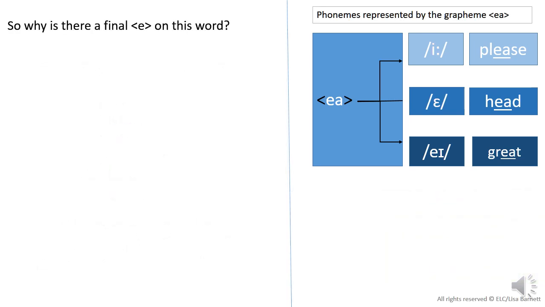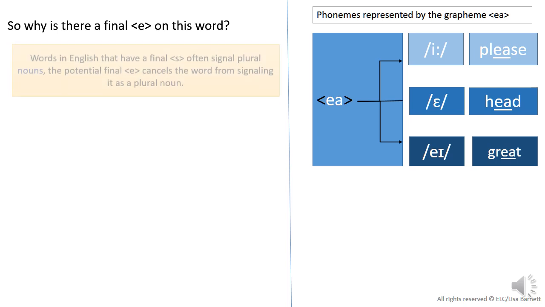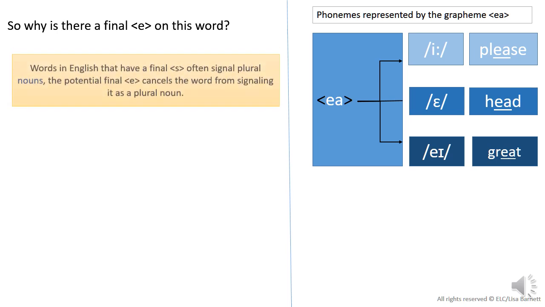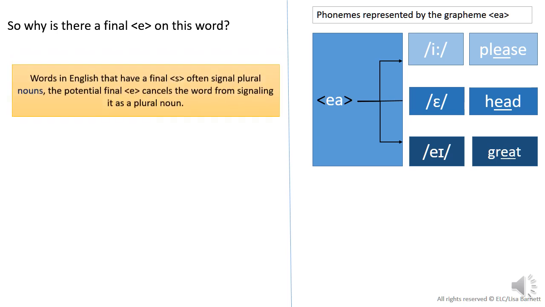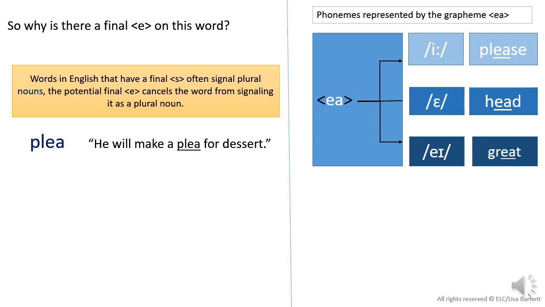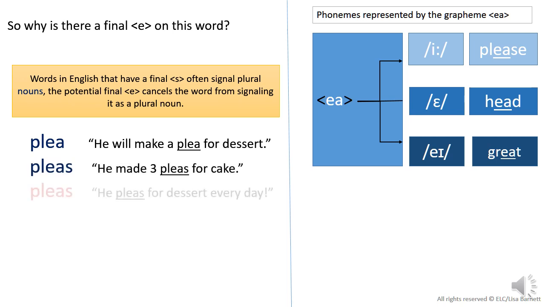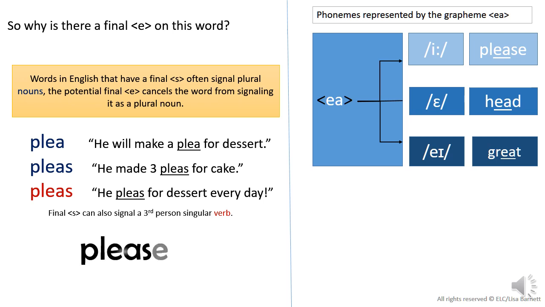So why is there a final E on this word? Well, words in English that have a final S often signal plural nouns. The final E cancels the word from signaling it as a plural noun. Plea. He will make a plea for dessert. P-L-E-A. Put an S on that and you end up with pleas. He made 3 pleas for cake. Or you have it and you use it as a verb. He pleads for dessert every day. So the E cancels the confusion with that.